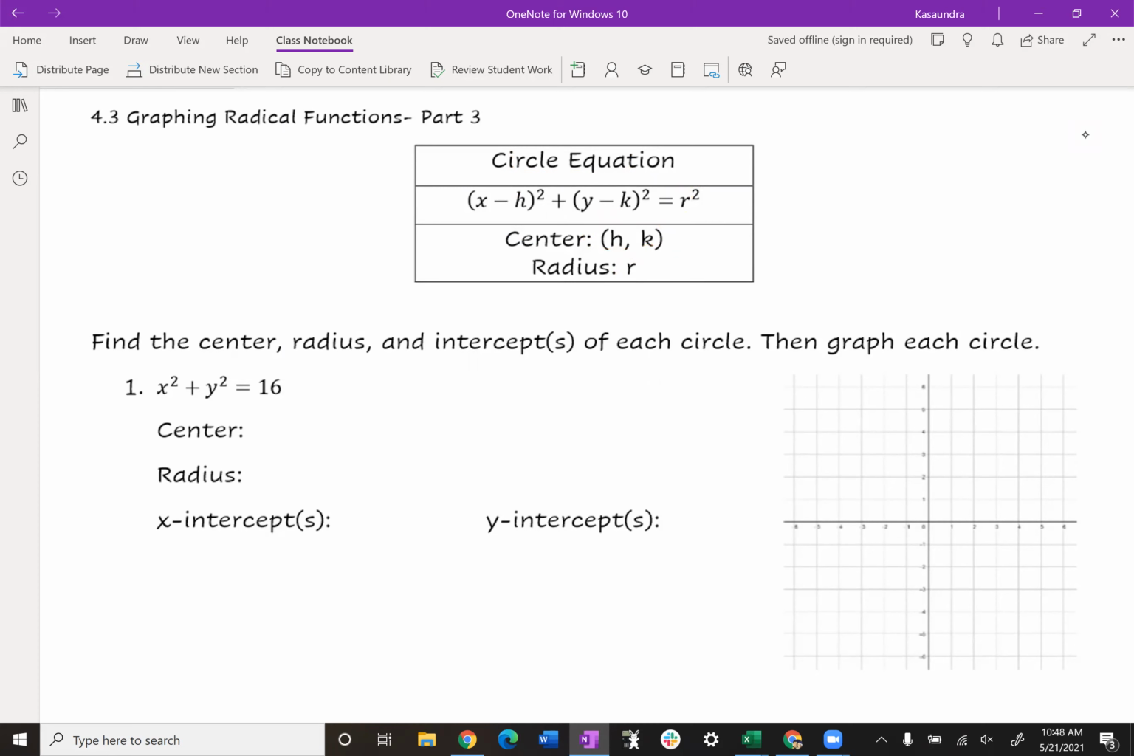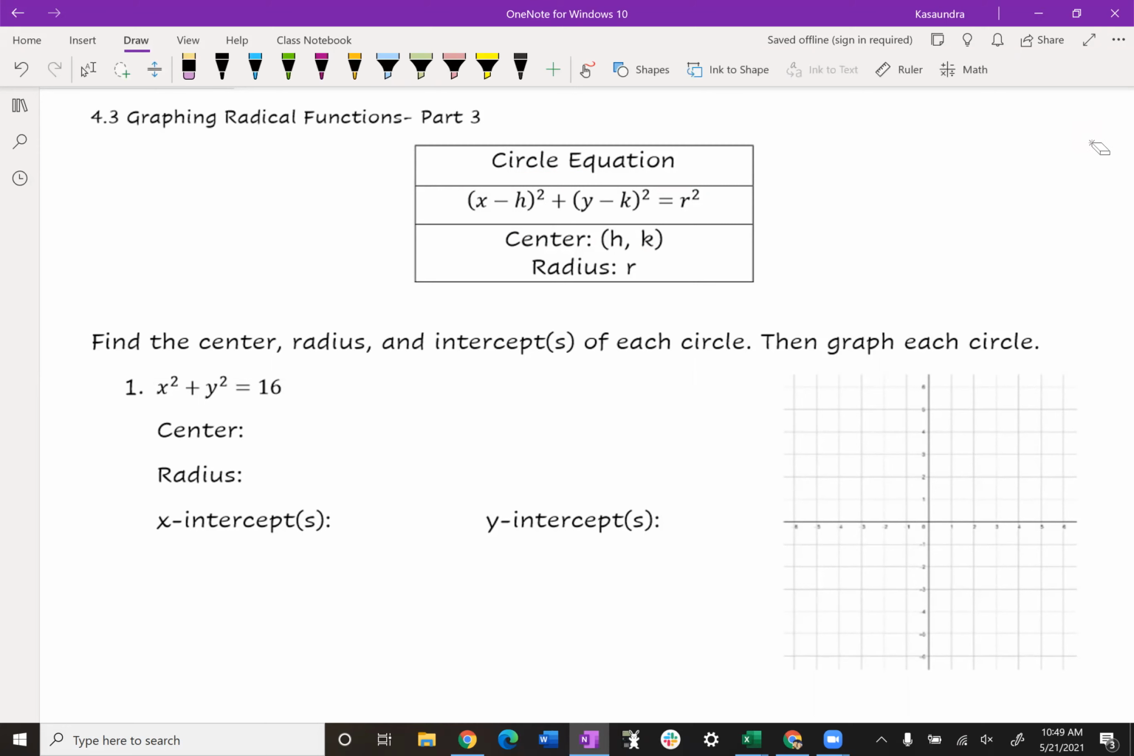All right, so let's see if we can do this on number 1. Find the center, radius, and intercepts of each circle and then graph it. So the (h, k) is the center. H and K are what's subtracted from the x and y. Since I don't see anything subtracted from my x or y, I can consider that they're subtracting 0. It's like my h and k are both 0. So the center is at the point (0, 0). I'll go ahead and draw that.